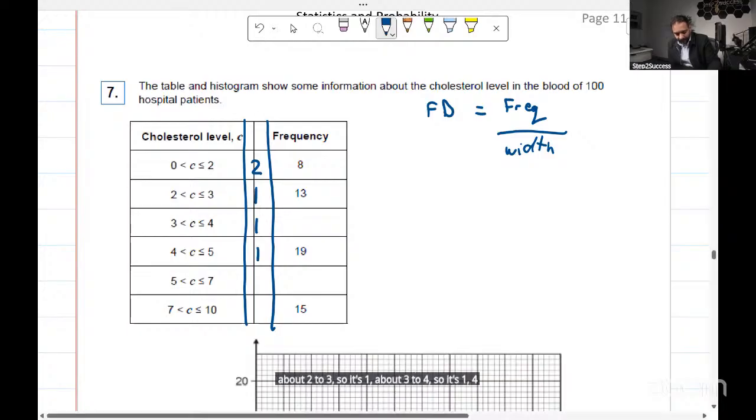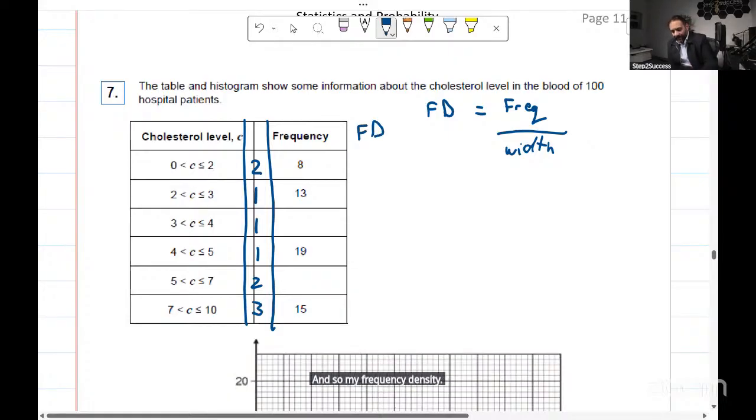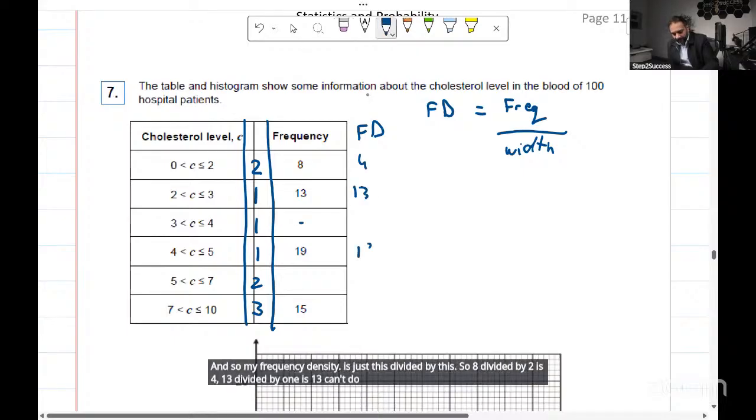3 to 4, so it's 1. 4 to 5 is 1. 5 to 7 is 2. 7 to 10 is 3. And so my frequency density is just this divided by this. So 8 divided by 2 is 4, 13 divided by 1 is 13, can't do this one, can't do this one, 15 divided by 3 is 5.